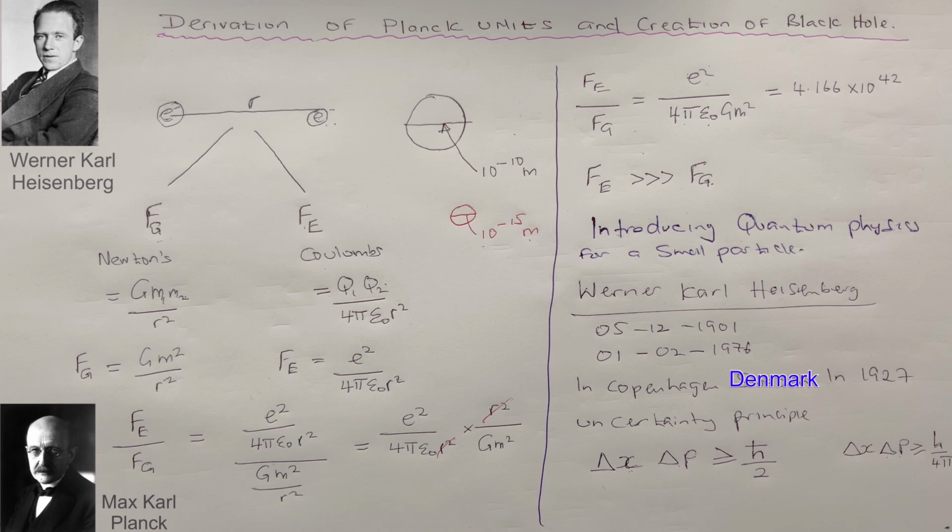And so h is the Planck constant, which I said was introduced in 1900 in the form E equals hf. That means energy is equal to the Planck constant times the frequency. H bar is equal to h over 2 pi. So this is called the reduced Planck constant.